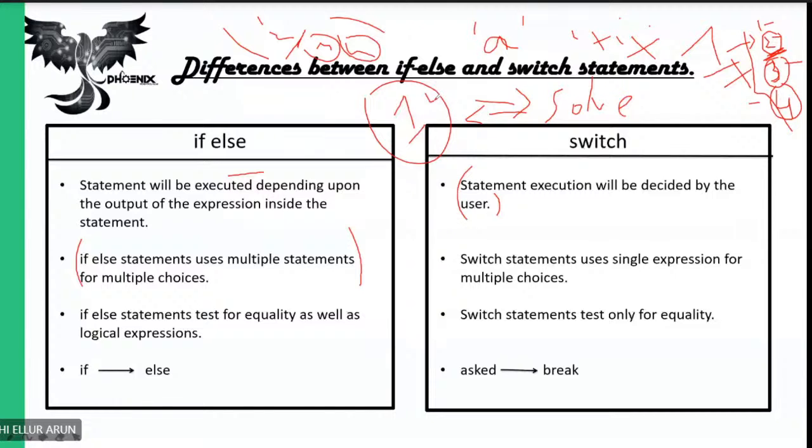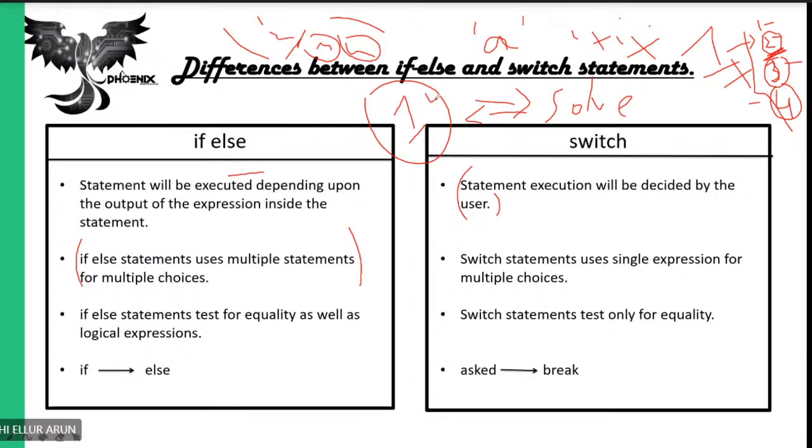Ma'am, it first checks the condition. If the condition evaluates to true. What condition? Else condition or if condition? Ma'am, if condition. Yes. If the condition evaluates to true, then the statements that are present inside the parentheses of if get executed. If the condition evaluates to false, then the statements present in the else get executed. That is the flow of this program, right?